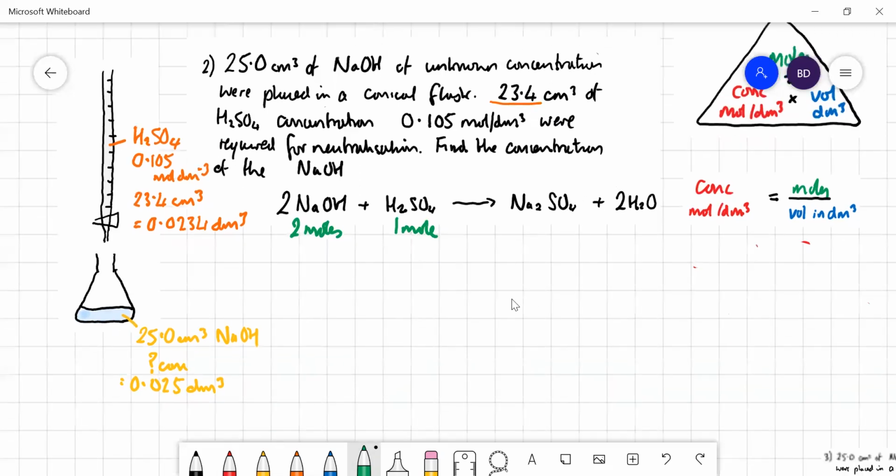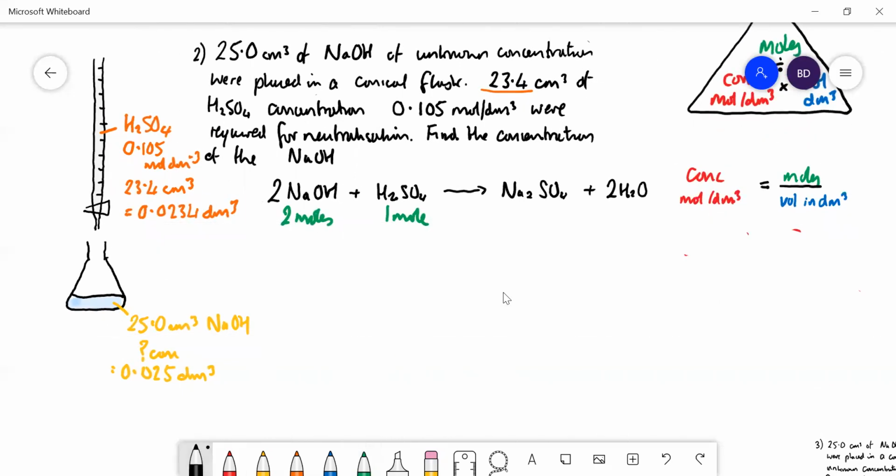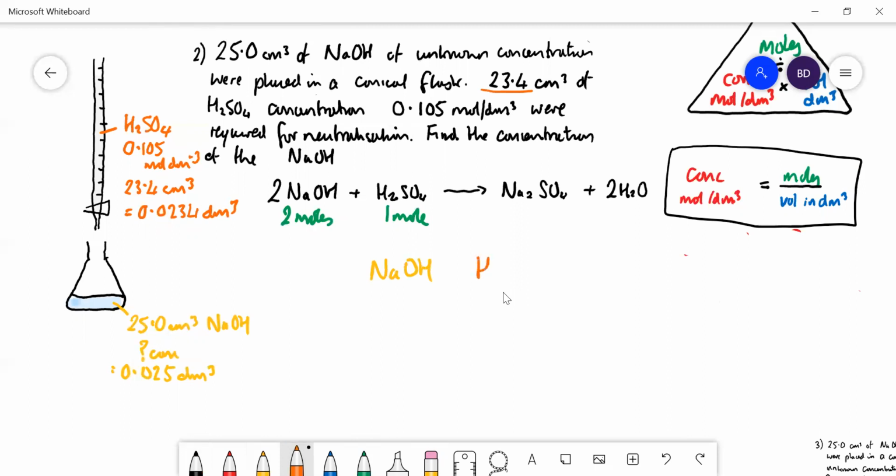Right, so do our little table again. Then we're going to use this equation. There's 3 things we want to know, for the NaOH and for the sulfuric acid: the concentration, the moles, and the volume. Fill it in. For the sodium hydroxide, we don't know the concentration, we're trying to find that out. Moles we don't know yet. The volume is 0.025 dm cubed. The sulfuric acid, we know the concentration, that's 0.105, and the volume, which is 0.0234 dm cubed.